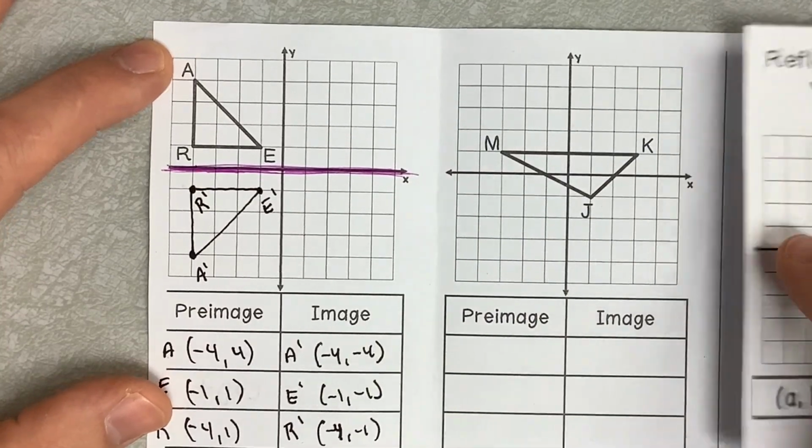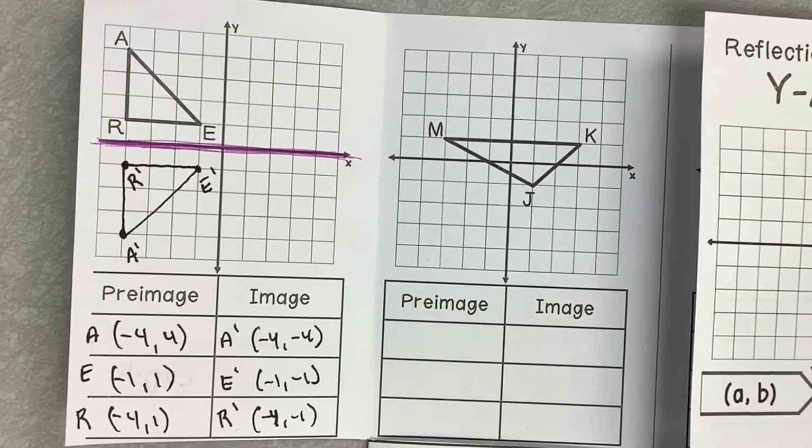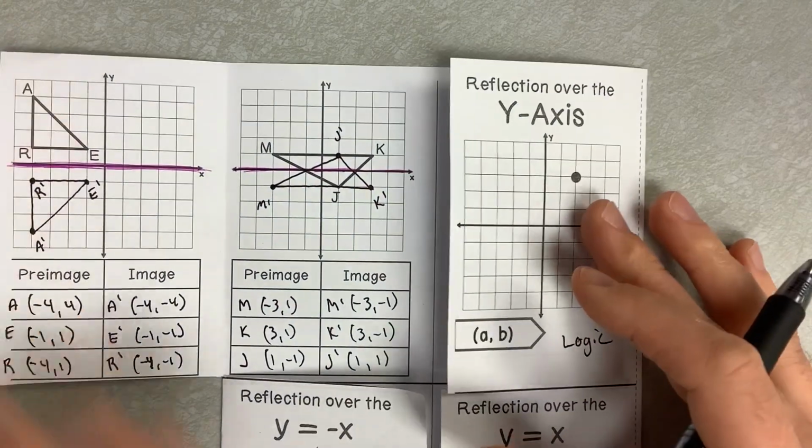So what I want you guys to do now is try this one. It's a little harder. Highlight your x-axis, and whatever the point is, if it's up, you go down. If it's down, you go up. Just do the opposite, all right? Just try it out. This one's going to be a little weird, but try it. Go.